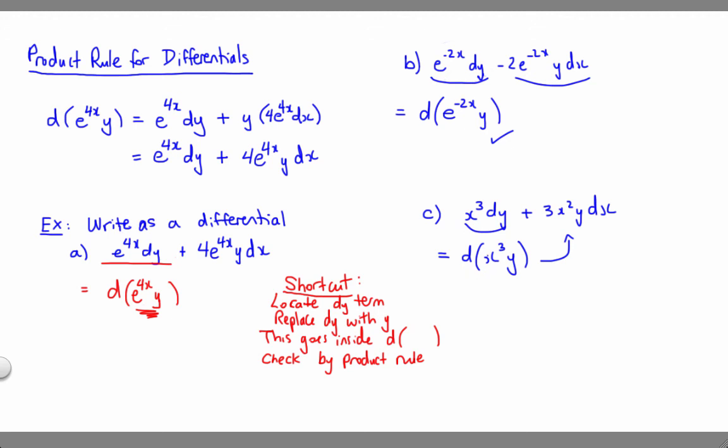Applying the product rule, we'd have x cubed dy plus y times 3x squared dx. So yes, that does give us the original expression back, and we know for sure that we've done that correctly.